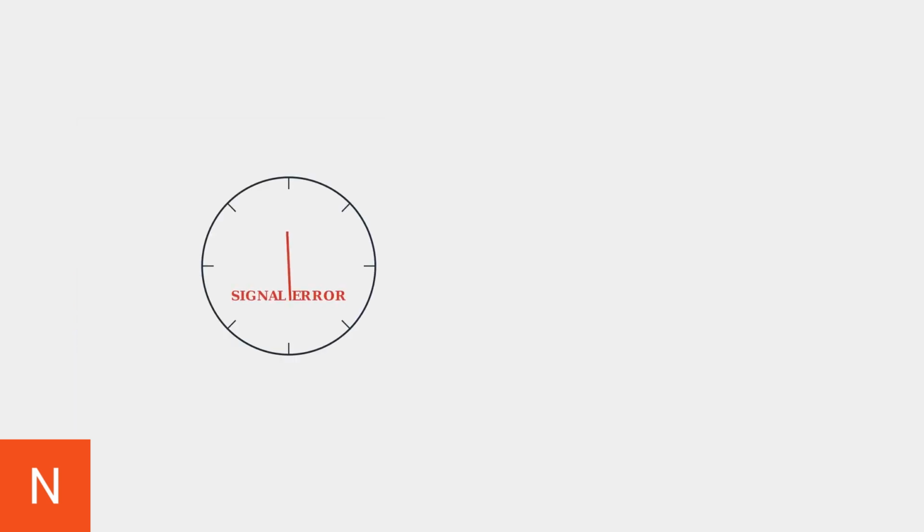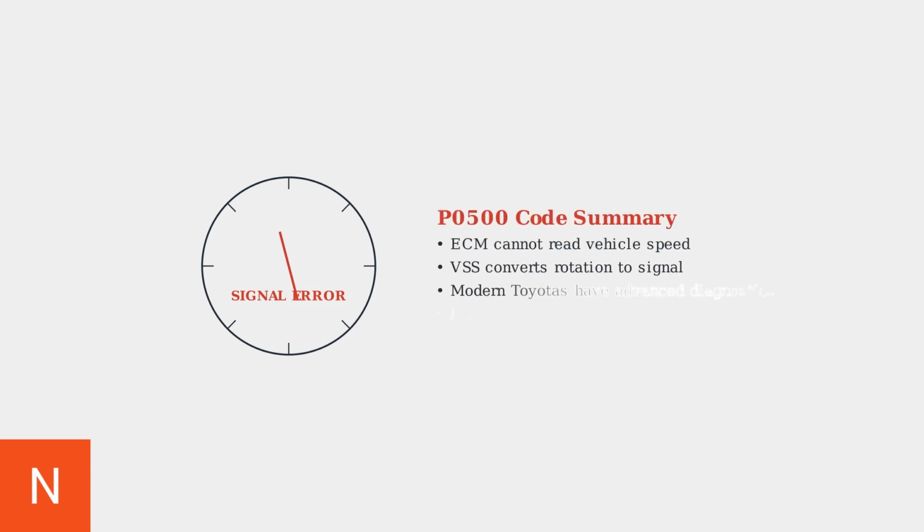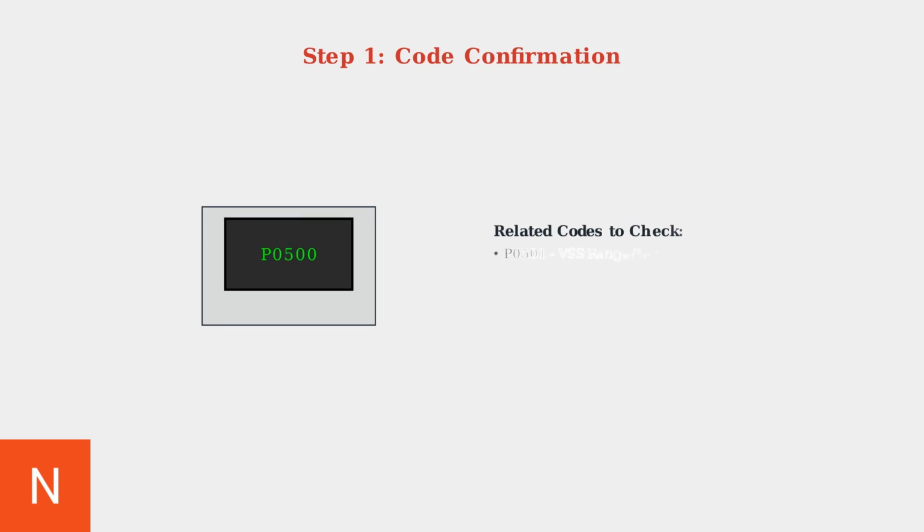Understanding the P0500 code is essential for Toyota owners. This malfunction prevents the ECM from accurately determining vehicle speed, which can affect various systems including transmission shifting, cruise control, and speedometer operation. The first step in diagnosing a P0500 code is using an OBD2 scanner to confirm the code and check for any related diagnostic trouble codes.